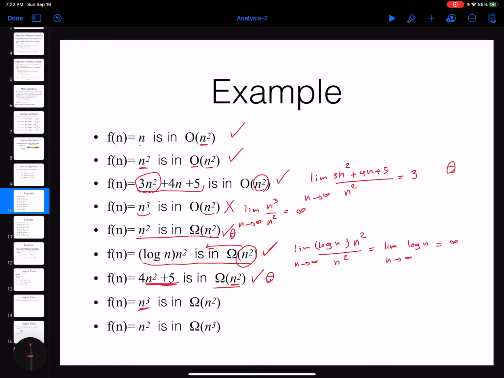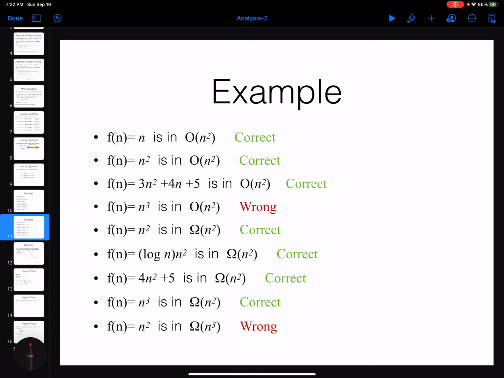Again, n cube is in big omega of n square. It means that n square is a lower bound for n cube, and that is correct, obviously. And it is saying that n square is in big omega of n cube, which means that n cube is a lower bound for n square, which is not. Of course, n cube is going to grow much faster than n square, so this one is going to be wrong. So only this one and this one were wrong, and the rest of them were correct.